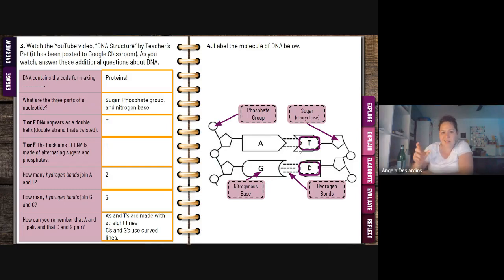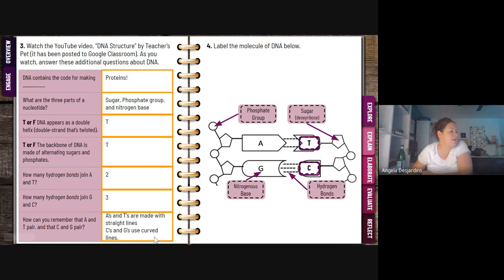Okay. Now, the big difference when you're looking at the connection points is that A's and T's tend to be just a little bit smaller. So they're only going to need two hydrogen bonds to hold them together at that spot. While the G's and C's, your guanine and cytosine, are just a little bit bigger on the sides. They're going to need 3 bonds to hold them together.